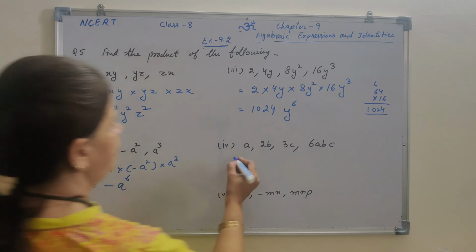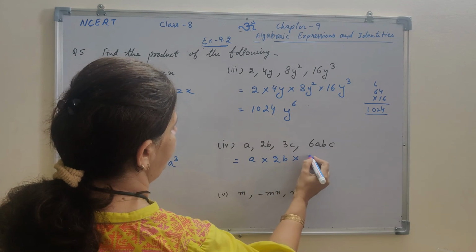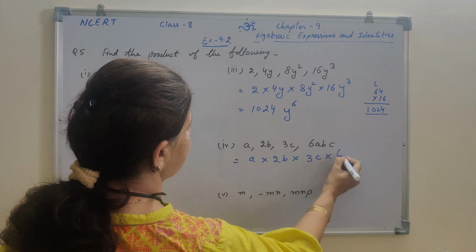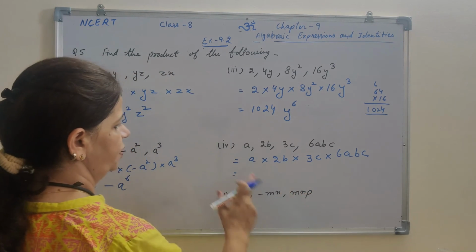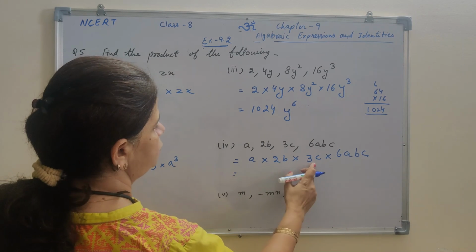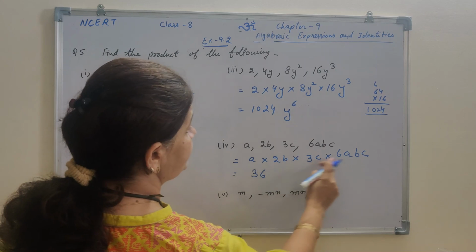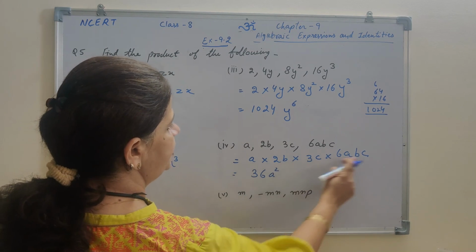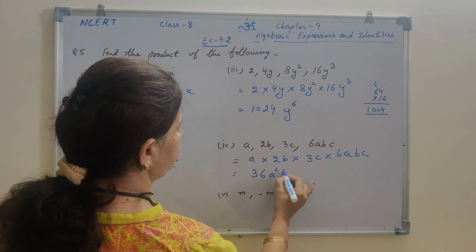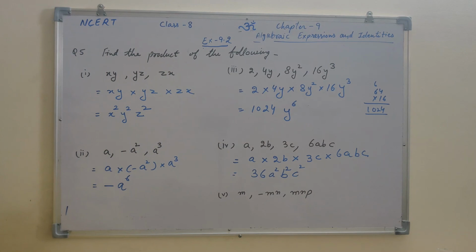Very easy. Now we multiply this, that means a multiplied by 2b multiplied by 3c multiplied by 6abc. So first multiply the numerical values. 1 into 2, 2, 2 into 3, 6, 6 into 6, 36. Now this is a and this is a. A and a becomes a square. This is b and this is b. B and b become b square, and c and c become c square. So the answer is 36 a square b square c square.